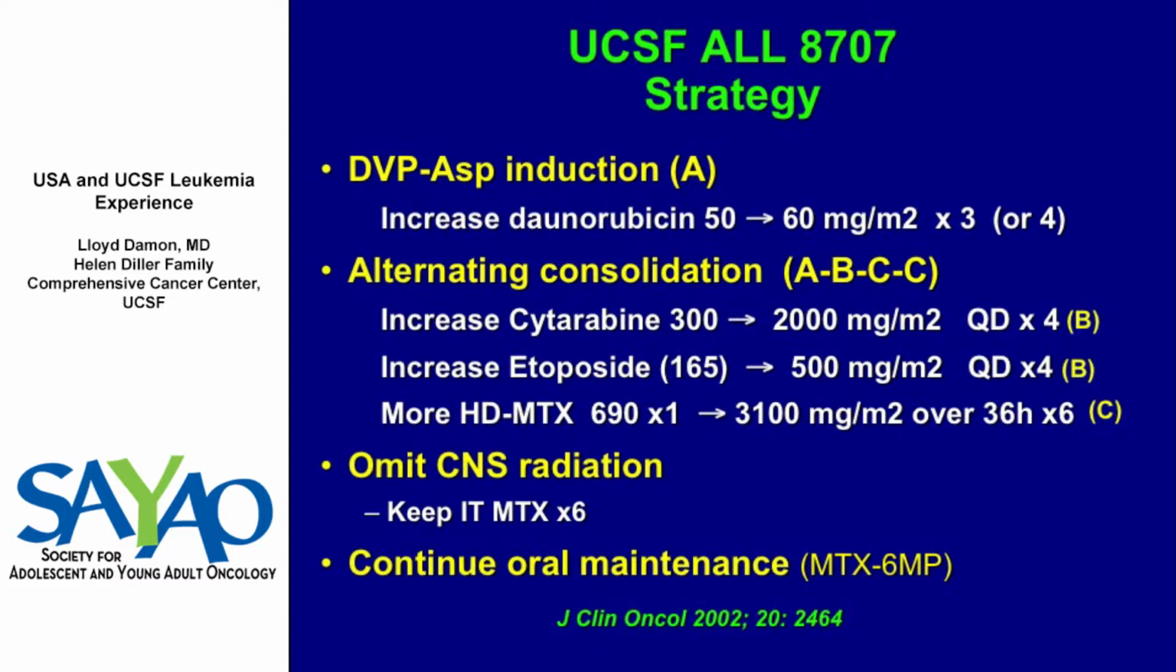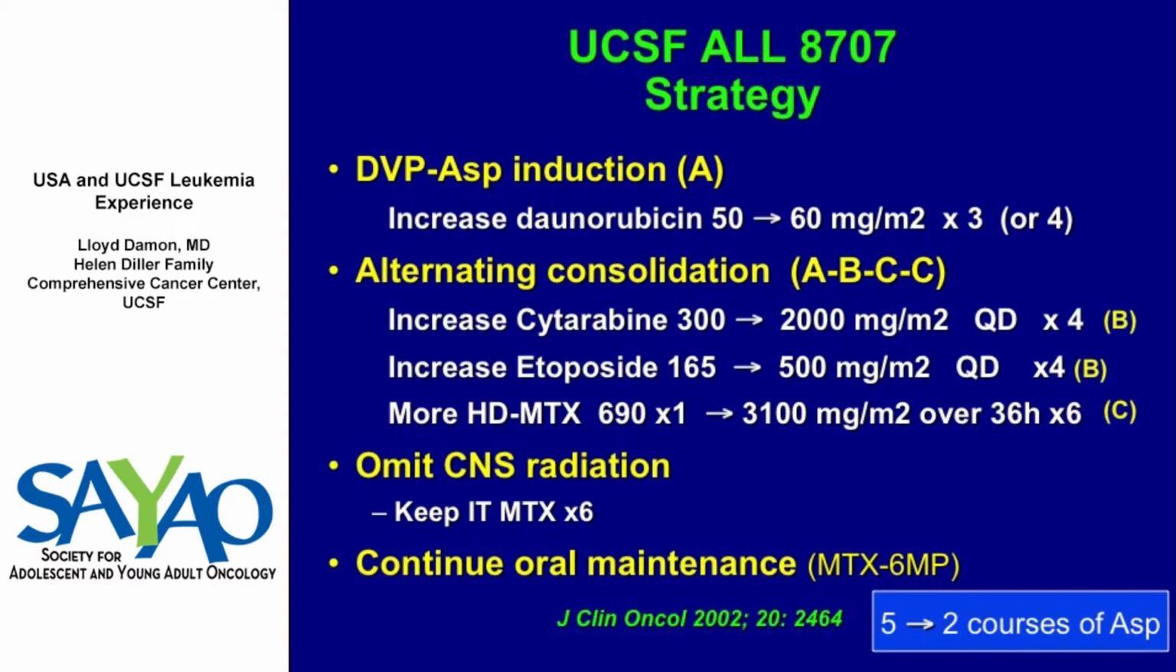In 1987, Dr. Linker and myself put together how can we make improvements on this regimen. So for our induction phase, we increased the dose of daunorubicin. For the alternating phases, we greatly increased cytarabine from 300 per meter squared to 2,000 per meter squared for 4 doses. We switched from teniposide and went to etoposide at 500 per meter squared daily for 4 doses, so very marrow-suppressive. These are called the B cycles. And then we gave much more and earlier high-dose methotrexate, going from essentially 700 per meter squared to 3 grams per meter squared for 6 rounds, called the C cycles.